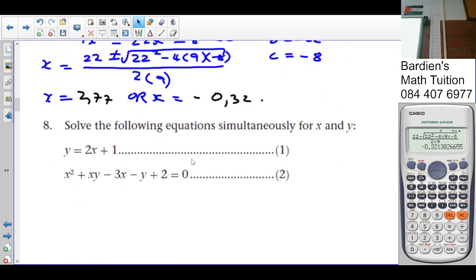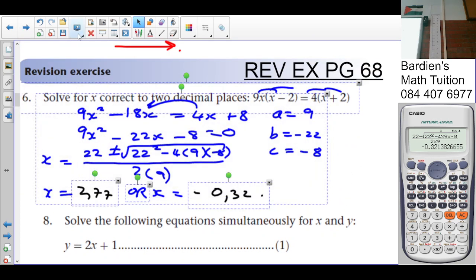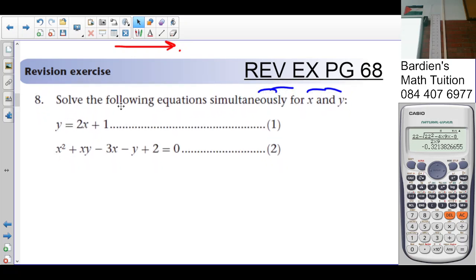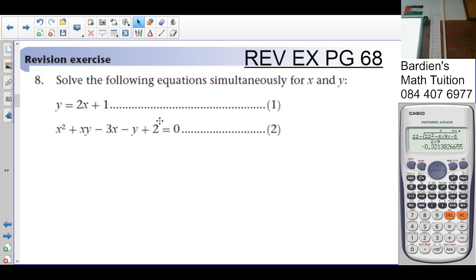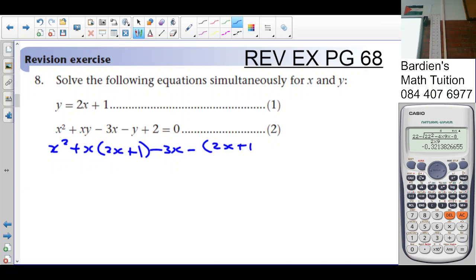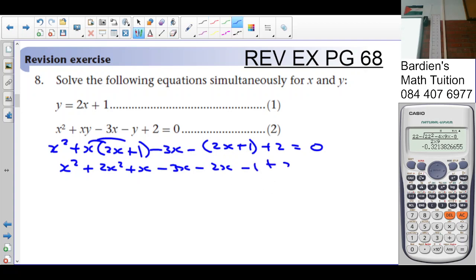Then simultaneous equations. Solve the following equations simultaneously for x and y. So, equation 1 we already have y as the subject of the formula. Do we have to change that? No. So whenever we see a y, we put in 2x plus 1. So x squared plus x into 2x plus 1 minus 3x minus 2x plus 1 plus 2 equals 0. So that's simply going to give us x squared plus 2x squared plus x minus 3x minus 2x plus minus 1 plus 2 is equal to 0.